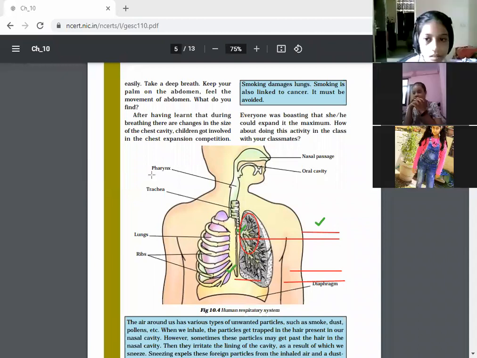Now children, you can frame one or two extra questions. Kindly frame one extra question over here. Why is smoking injurious to health?